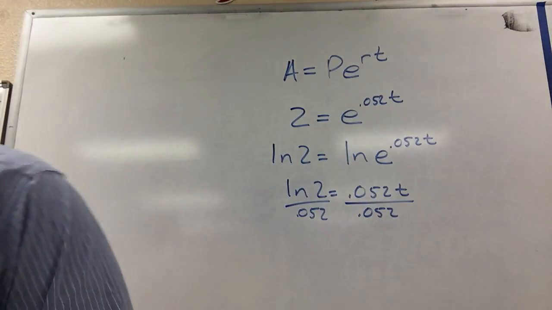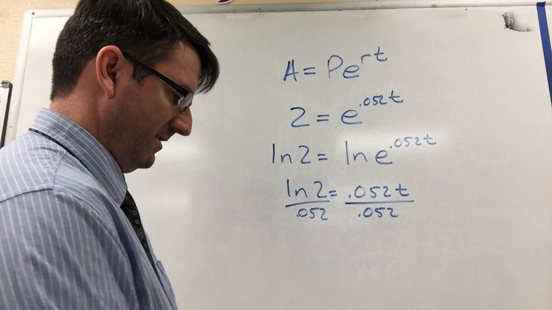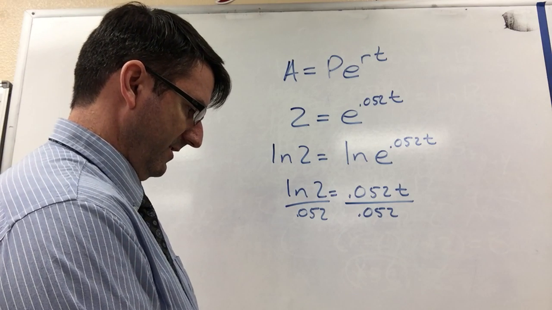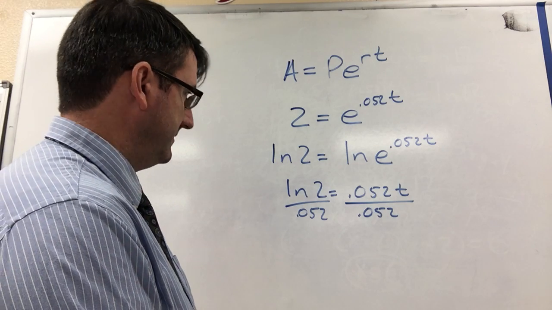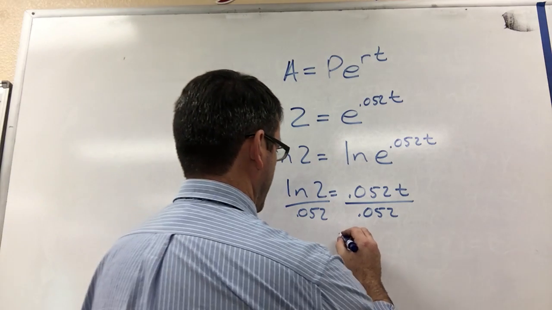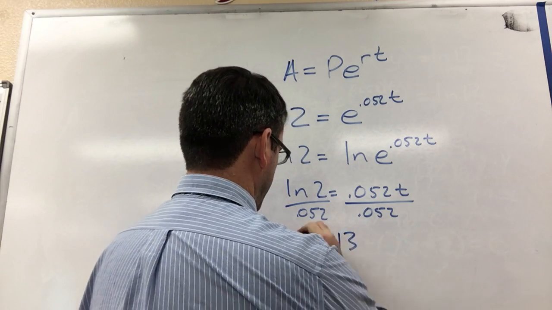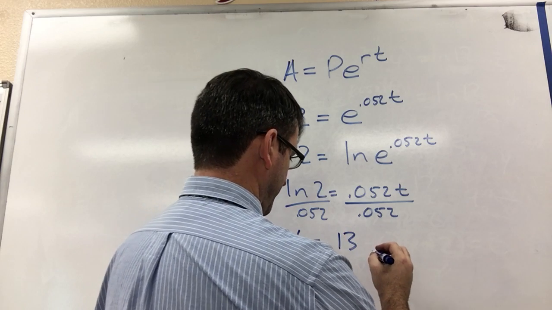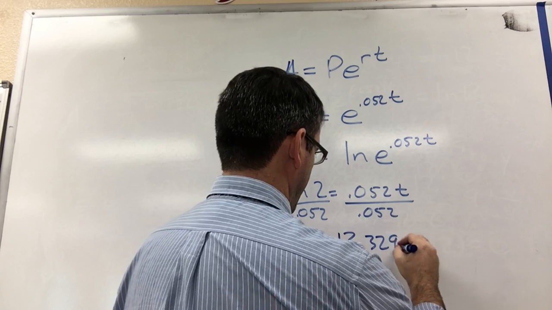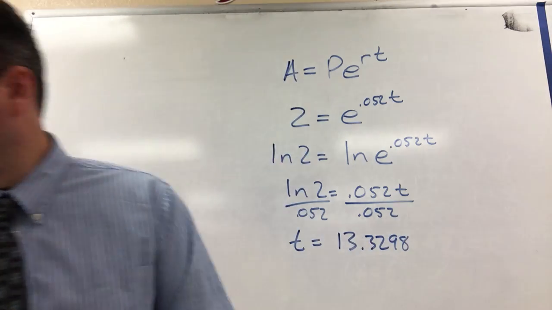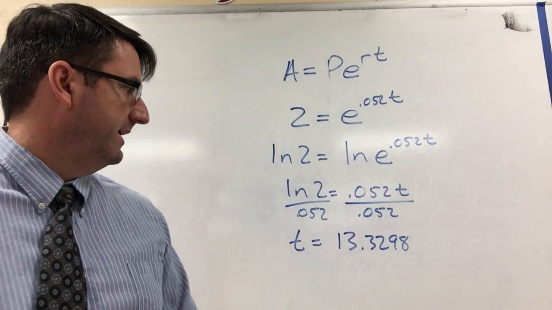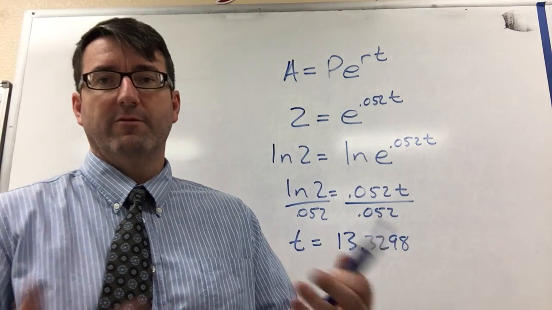And we plug that into a calculator. We get the natural log of 2 divided by 0.052 gives us 13. t is going to be equal to 13.3298. So about 13.3 years is how long it's going to take for our money to double.